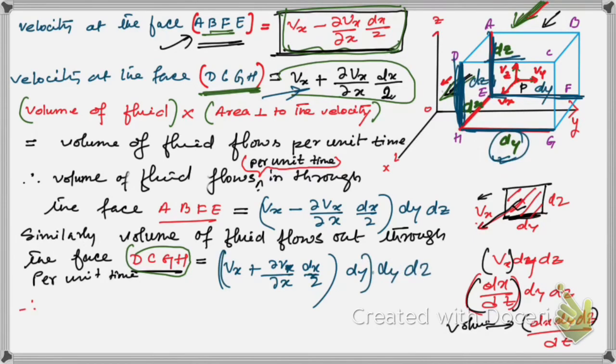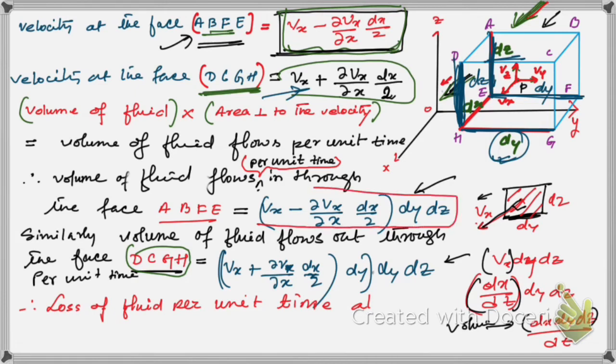So now you see, therefore the loss of fluid per unit time will be given by, here you see, this is the amount of fluid coming in and this is going out, right? So this is the volume of fluid coming in per unit time and this is the volume of fluid going out per unit time, right? So if you take the difference, you can see clearly from this expression that the volume of fluid going out is larger, right?